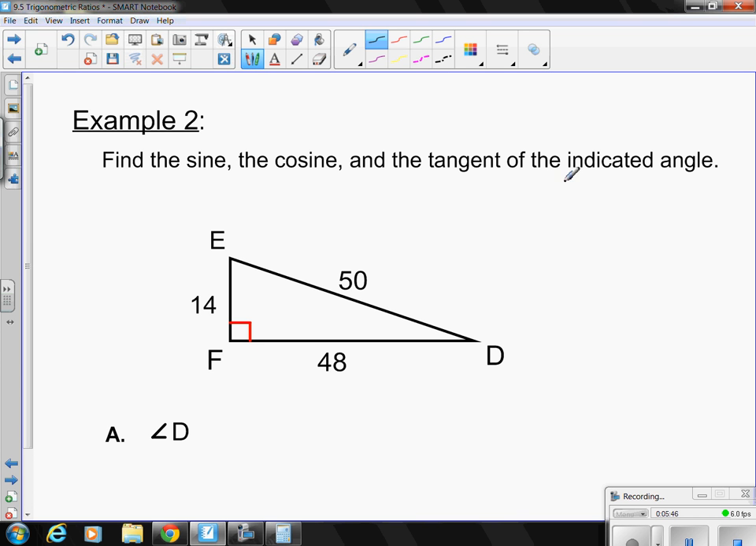Find the sine, cosine, and tangent of the indicated angle. So what is the sine of D in this problem? Sine of D, if you need to, write out your SOH CAH TOA.